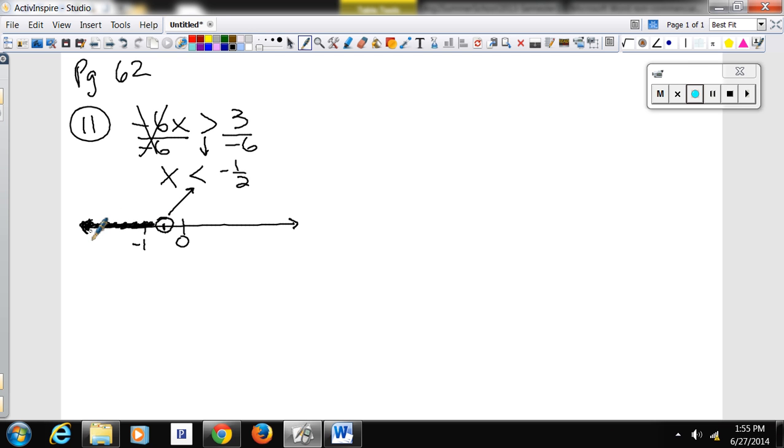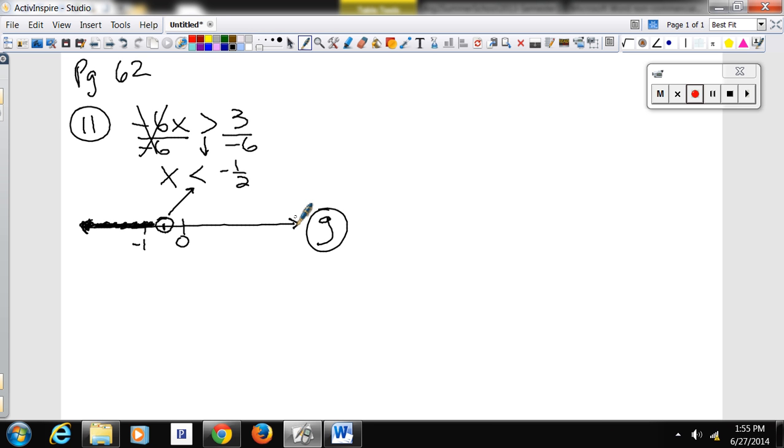So let's look at our book and see which one that matches to. And that is going to match to letter G. So that's how you do 11 through 16. Solve them, graph them, and match them up and see what happens.